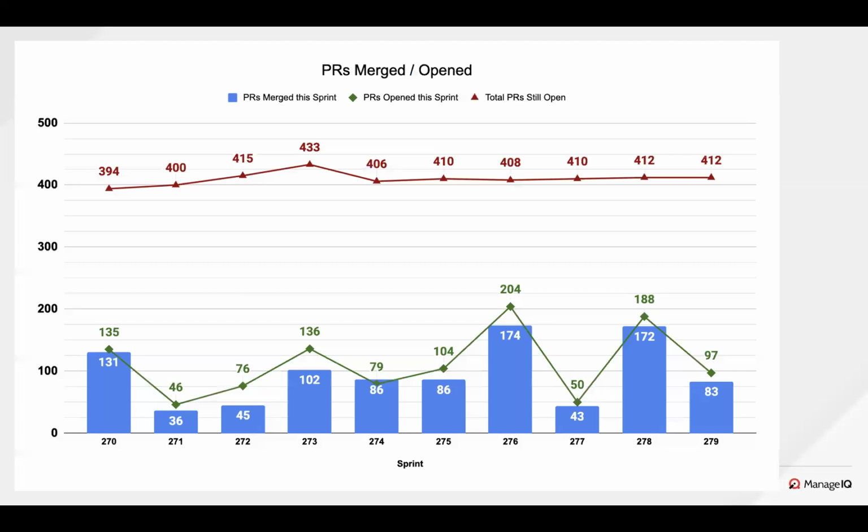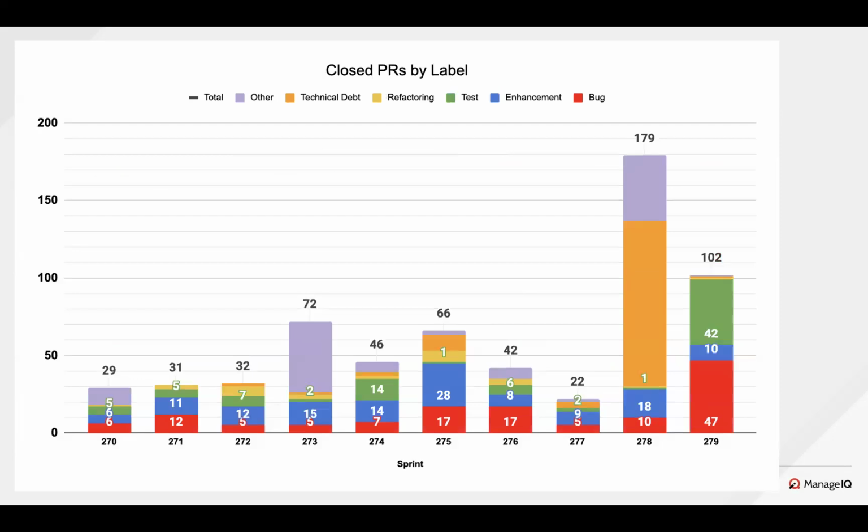This sprint, we had 83 PRs merged. And of the closed PRs, we have a number of bugs and test PRs that were worked on and closed or merged.